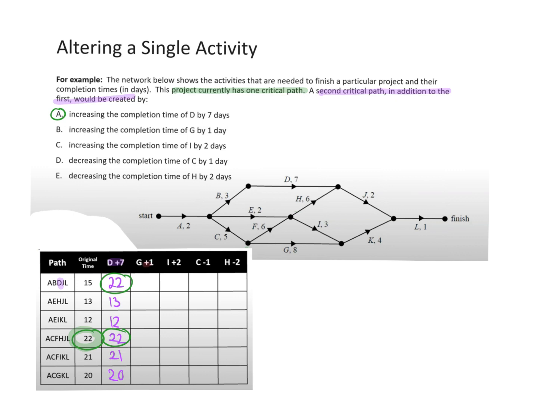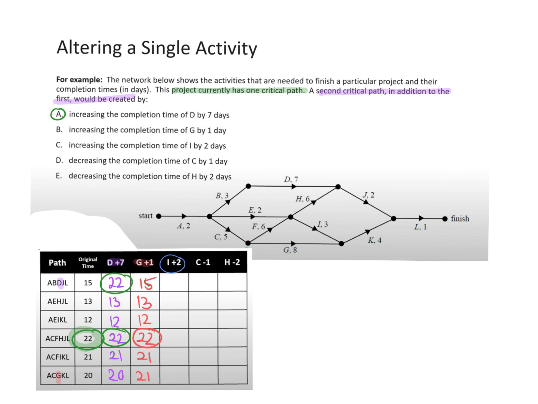So what if I did G plus 1? Everywhere I saw G, I'm going to add a day. So it was just at that end one. So I would go 15, 13, 12, 22, 21, and we add 1 to this one. So this one, the critical path is still just 1, and it's still 22, so that didn't work.